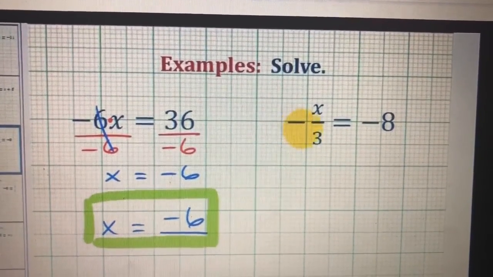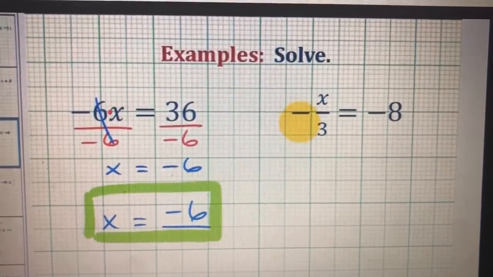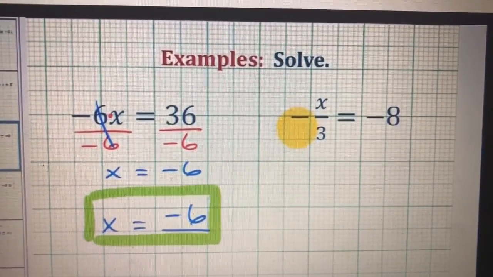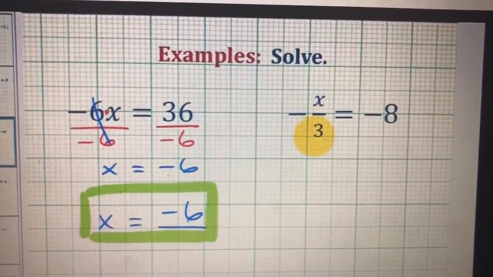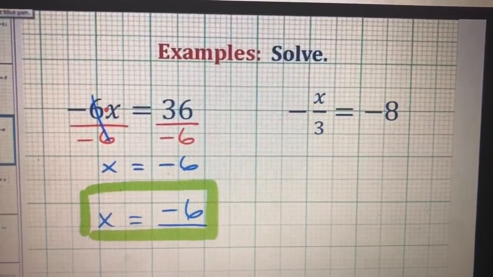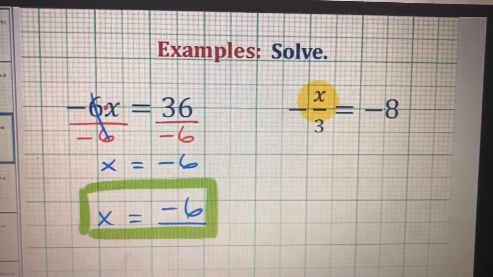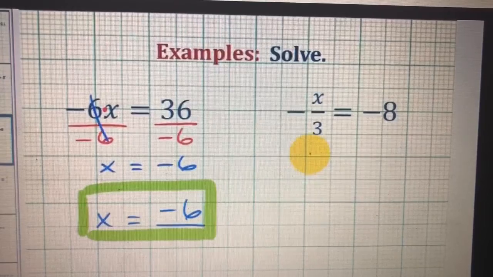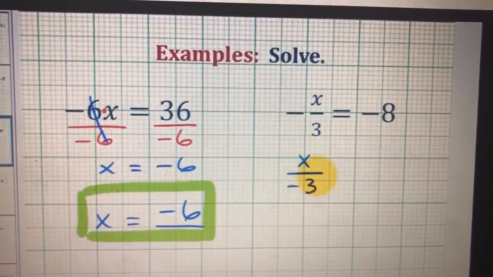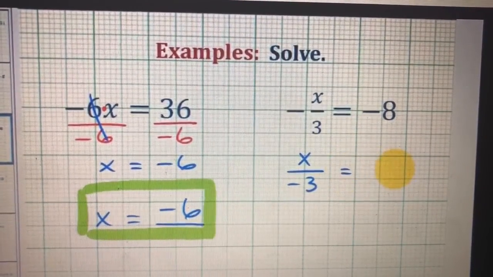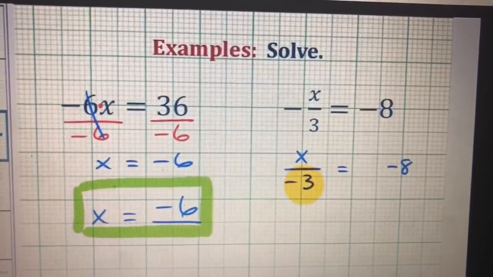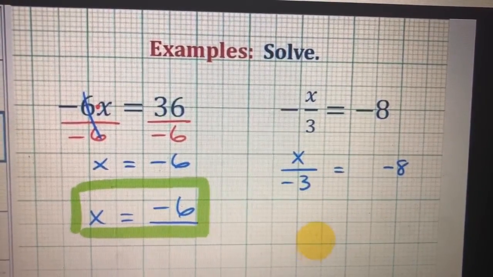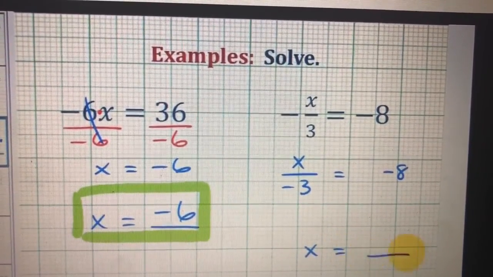Now, the first thing we should do is deal with this negative. Instead of leaving it out front, we could include it in the numerator or denominator, but not both. So to solve this equation, I think it'll be helpful to write this as x divided by -3 equals -8. And now we want to manipulate this equation so it's in the form of x equals some number.